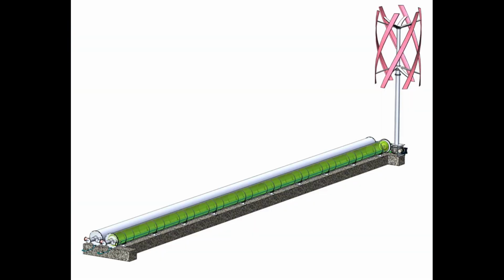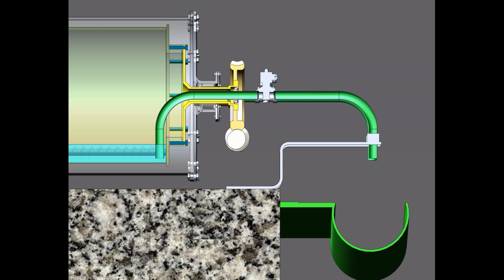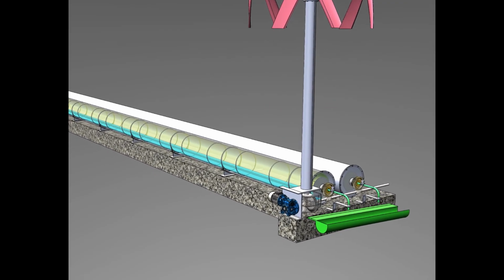The hermeticity of the drum film evaporator is ensured through the use of mechanical seals and sealing gaskets. The design of the drum film evaporator is patented.